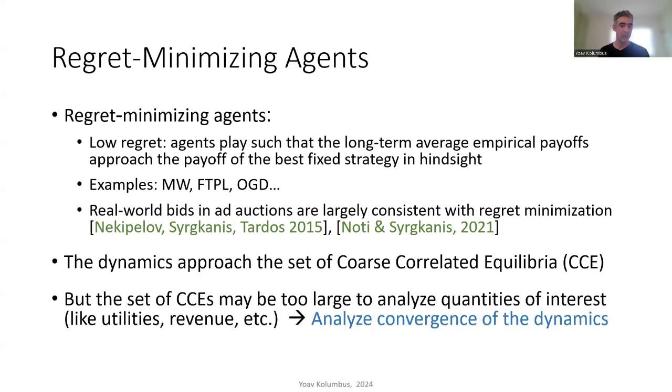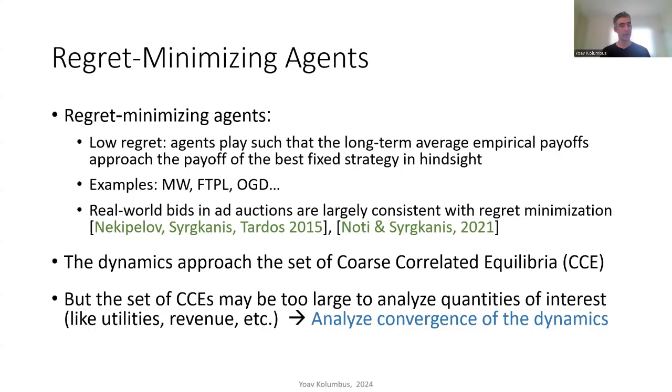But we also know that in many games, including our auctions, the sets of coarse equilibria may be quite broad, and different coarse equilibria can give different utilities for the players. And recall that our motivation here is that we would like to be able to say something about the incentives of our users in this system that includes automated agents.